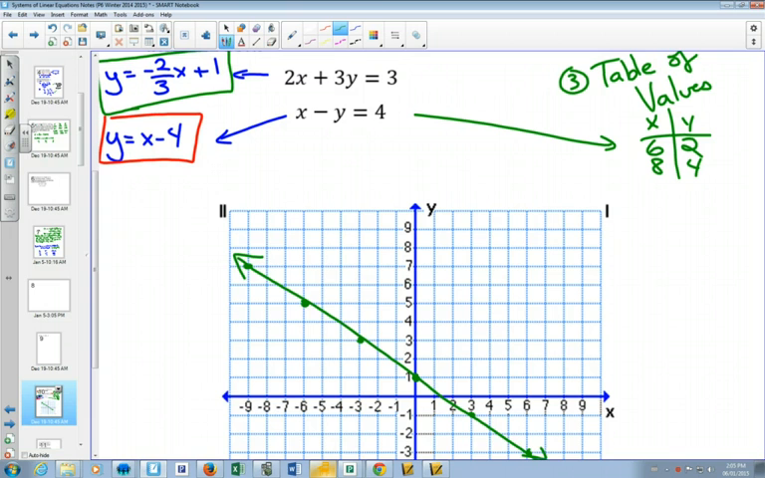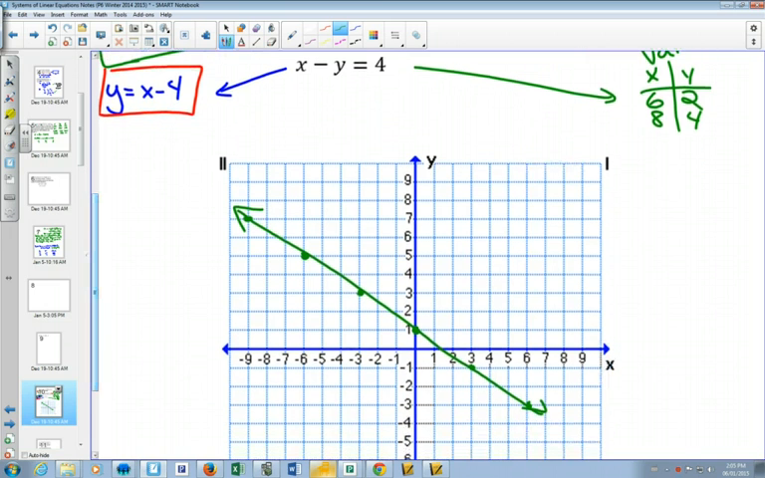For the second one, y equals x minus 4, that's my red line. It has a y-intercept of minus 4. And when you have just x, what number is in front? A 1. What fraction is 1? 1 over 1. So there's your rise and your run. Up 1 over 1, up 1 over 1, up 1 over 1, and so on. And draw a line through those dots.